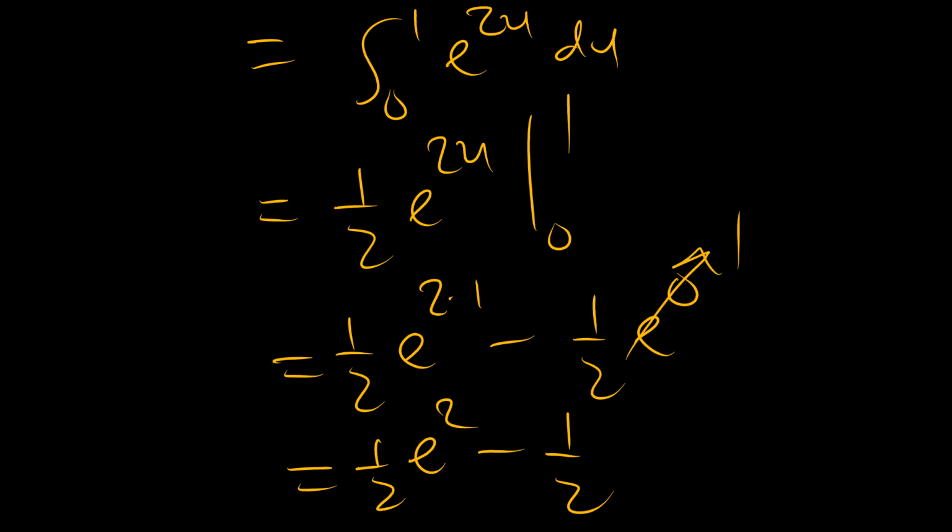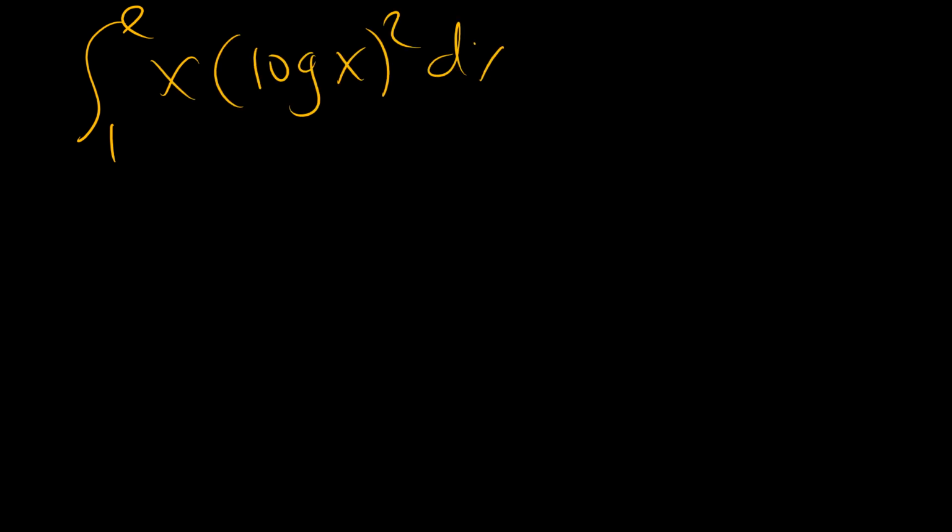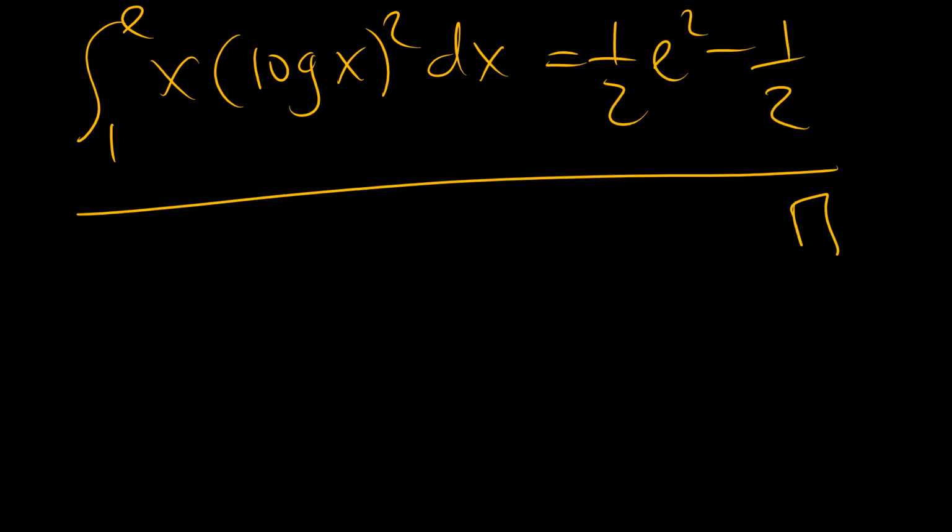Okay. So our problem, which is the integral from 1 to e of x times natural logarithm of x squared, is equal to a half e squared minus a half. And that is our answer.